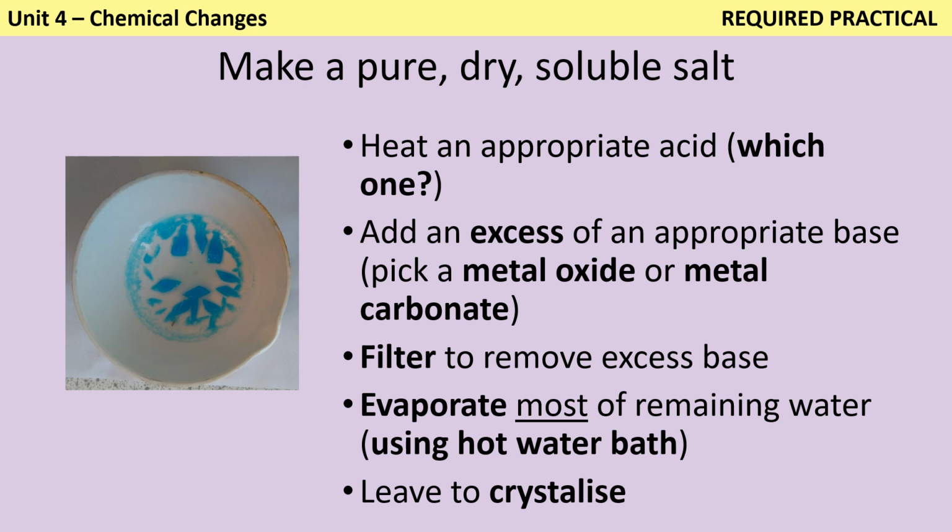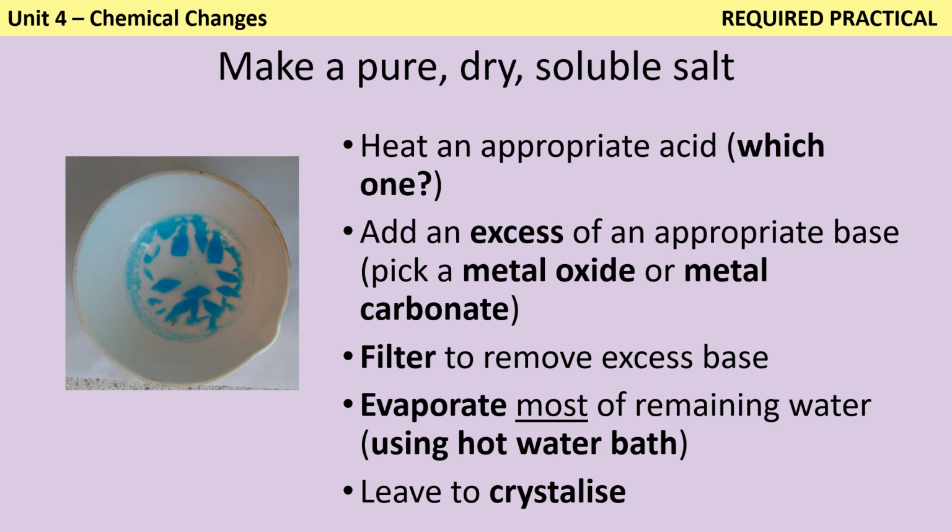And this is to speed up the reaction. And that's particularly necessary if you're using a metal oxide, which can go quite slowly. Then I'm going to add my base. So if I'm making copper sulfate, I could use copper oxide or copper carbonate. So the first name of the salt gives you the clue for which base you need to add. Both copper oxide and copper carbonate would work.